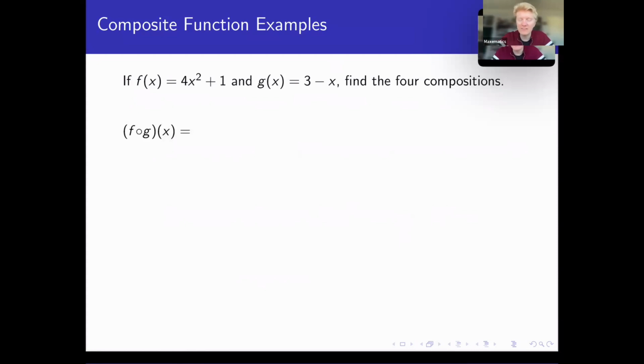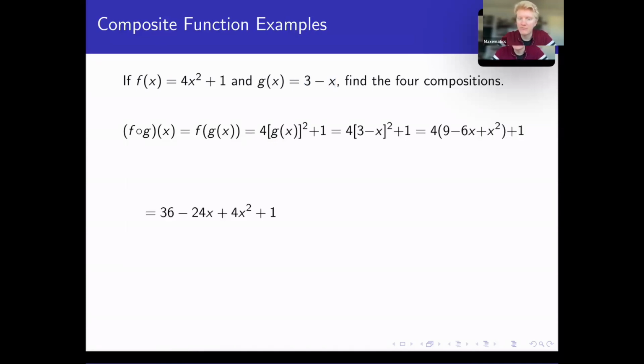F of g of x says take f of x, plug in g of x, for x squared plus 1. Now for g of x squared plus 1, because we're plugging in g of x, but g of x is 3 minus x. All right, FOIL 3 minus x squared, multiplied by 4, and add. And we can put it back in order.